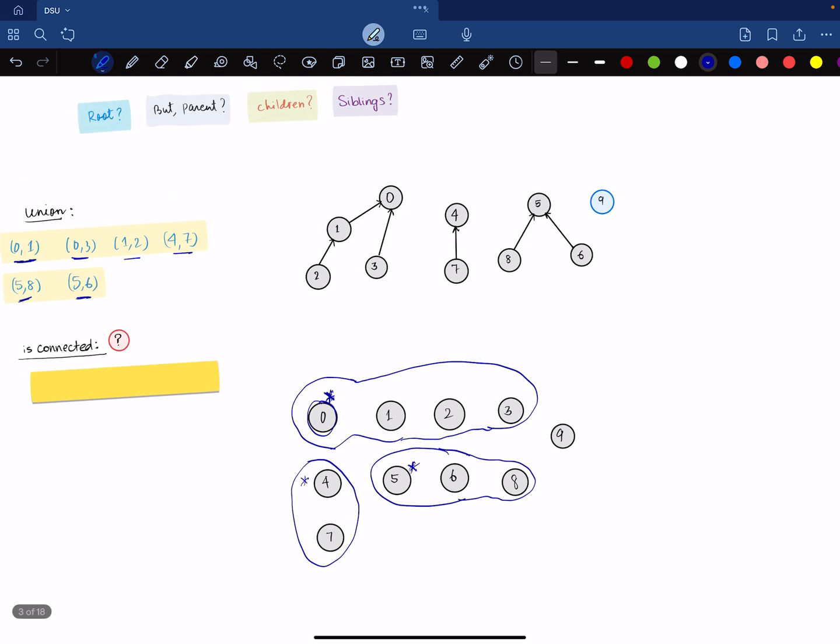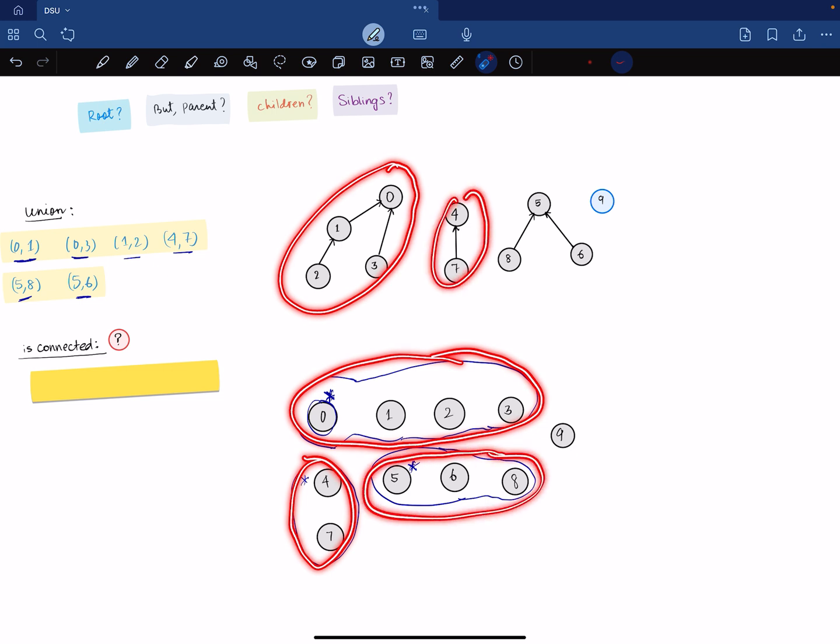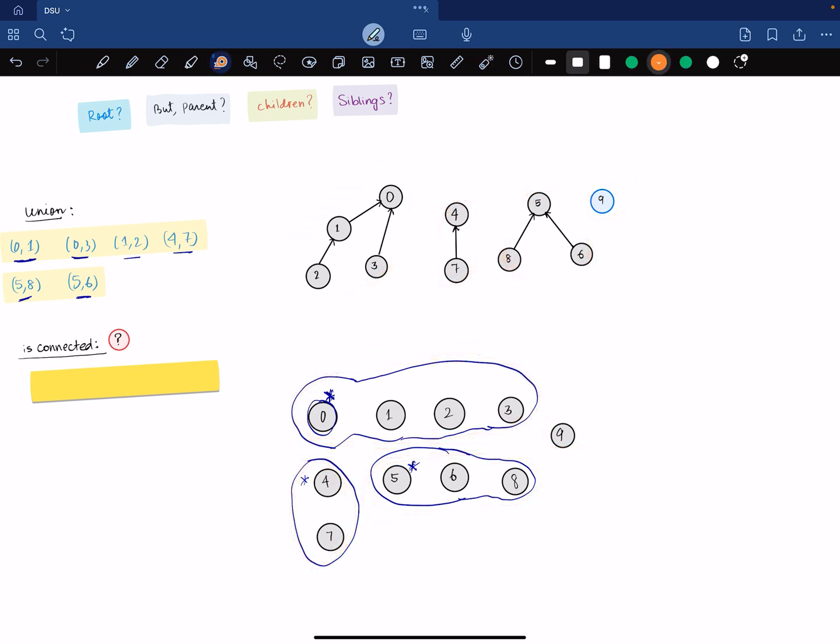Okay. So if you look at this, it looks pretty much identical to what we have above. We have this component and we have this entire set component, correct? We have this component and we have this component. We have this component and we have this component. And we have this independent component and we have this independent component. Okay, cool.